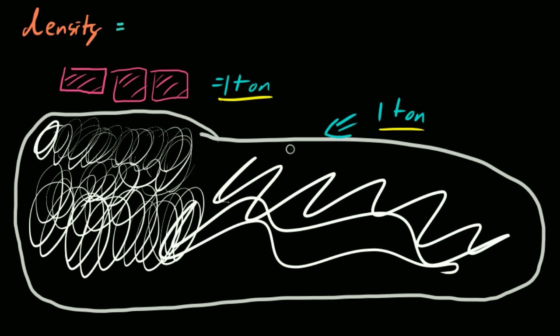But anyway, the important thing to realize is that while both of these collections weigh the same amount, they both weigh 1 ton, the feathers have much less density. There's much less stuff per each unit of volume.